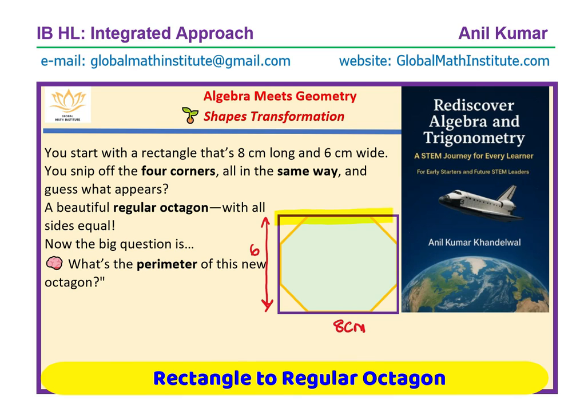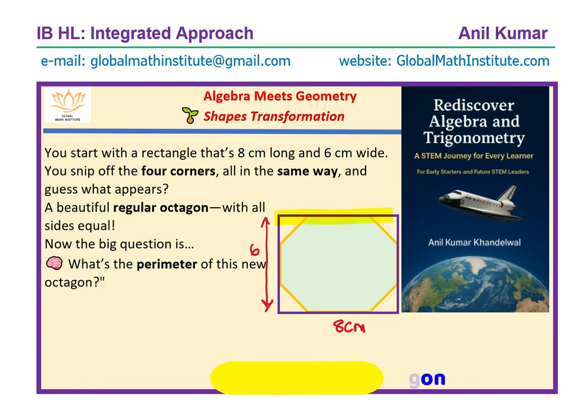Now imagine snipping off the four corners in a special way. You are left with a perfect regular octagon, all 8 sides equal. Your challenge: find the perimeter of this new shape. So if one side of this octagon is A, then the perimeter is going to be 8A. You need to find this perimeter.